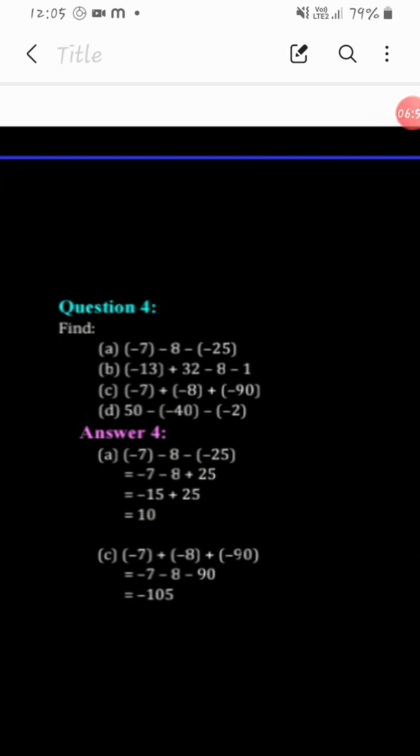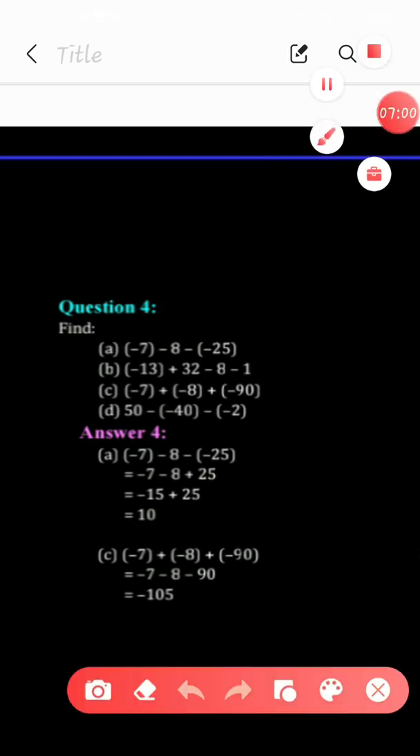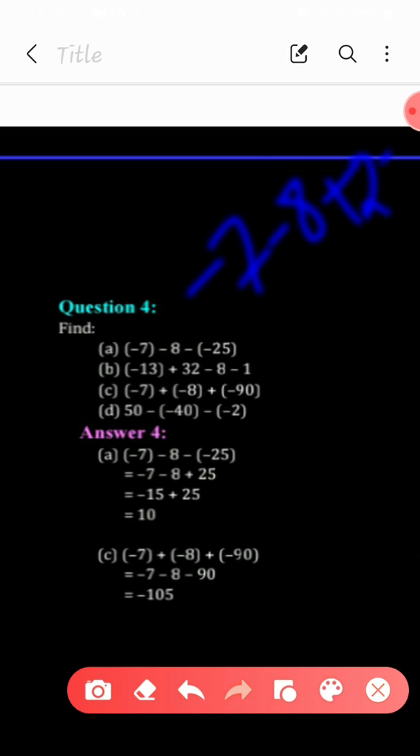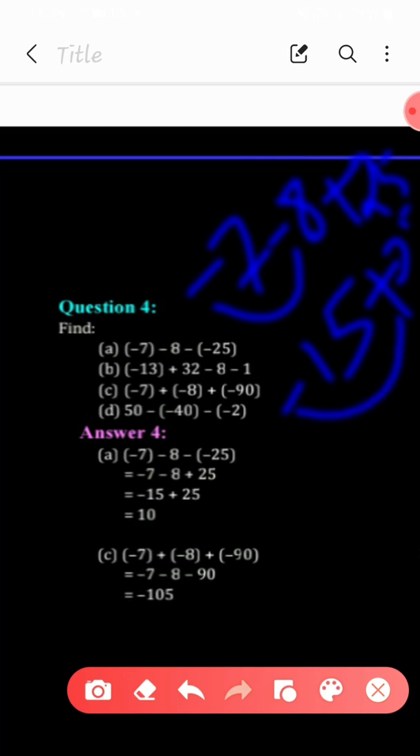Now question number 4, find 4a: minus 7 in bracket minus 8 minus again minus 25 is there. So minus 7 minus 8. So this minus and in bracket minus 25, this minus minus becomes plus. So we write here minus 7 minus 8 plus 25. So this minus and this becomes plus. So 7 plus 8 will be 15. Before the bigger digit minus sign is there. So minus 15, again 25. So this minus and this plus becomes minus. So 25 minus 15 is 10. And since 25 is the bigger digit and in front of that is a positive number, we write only 10.